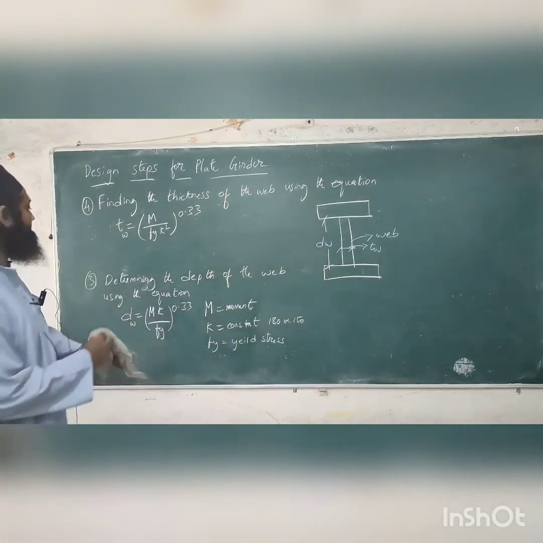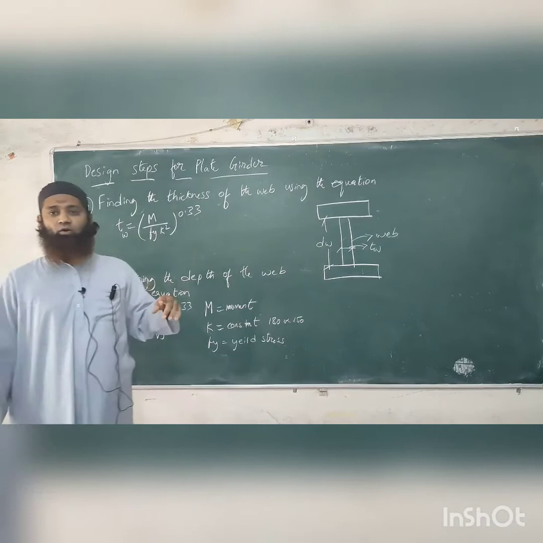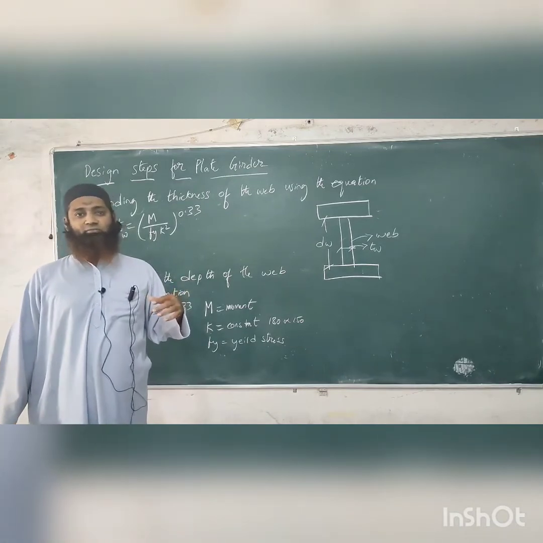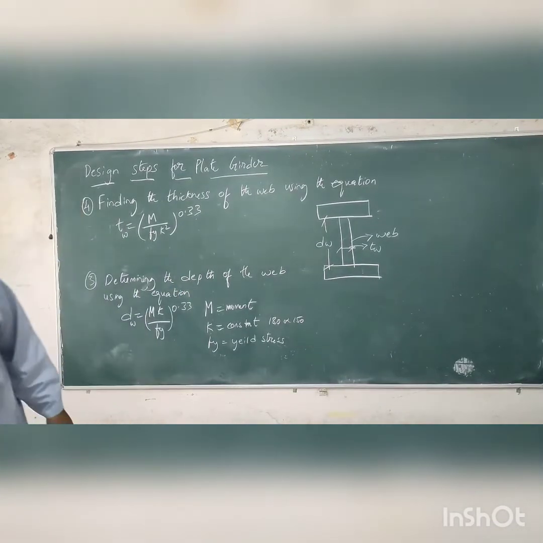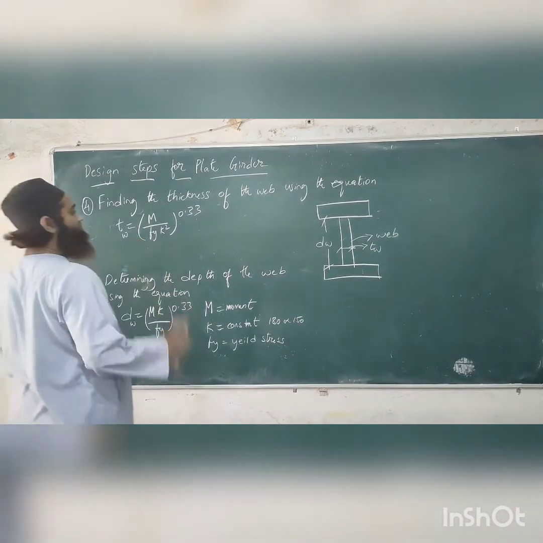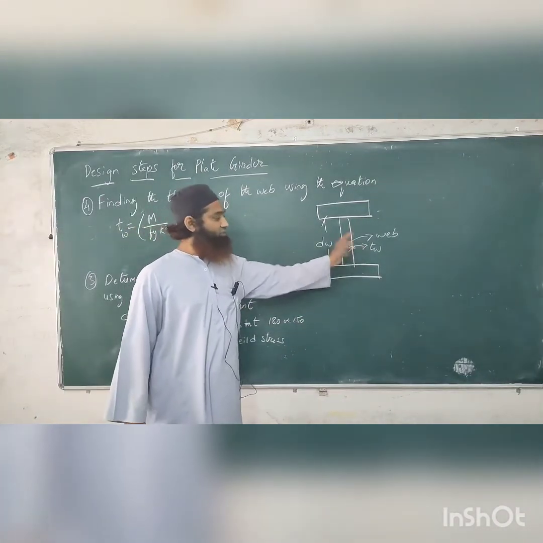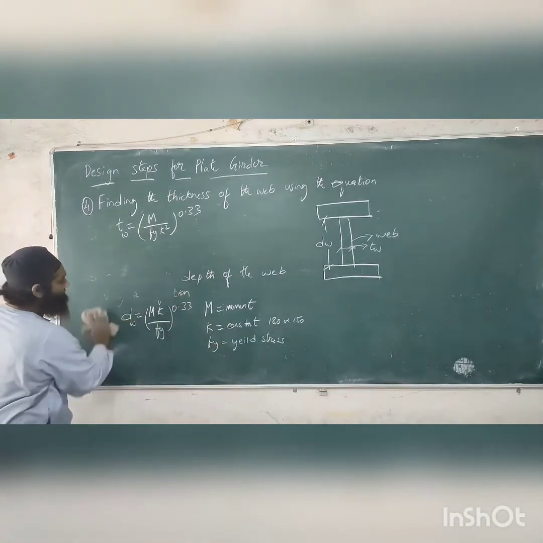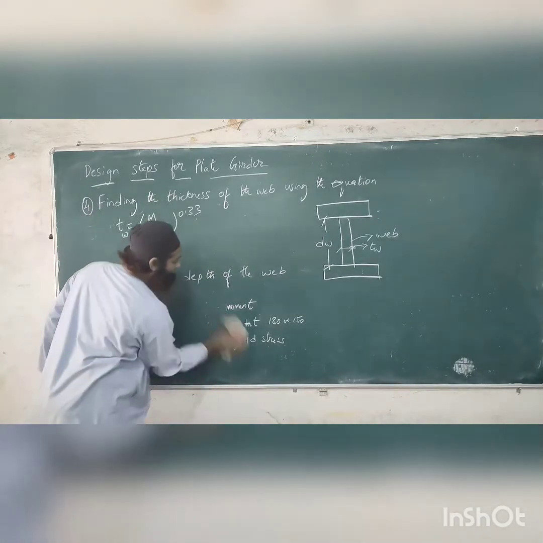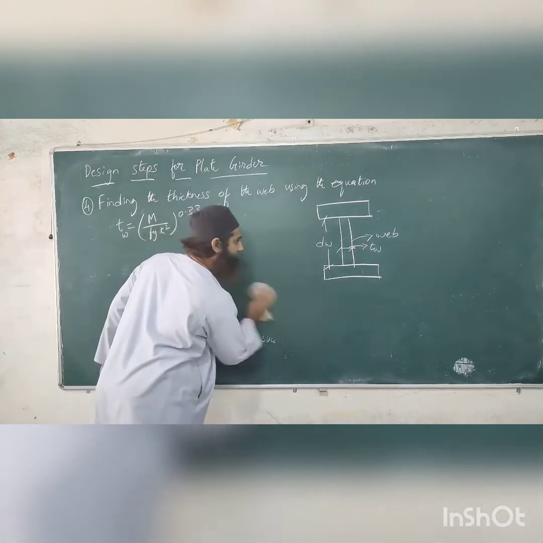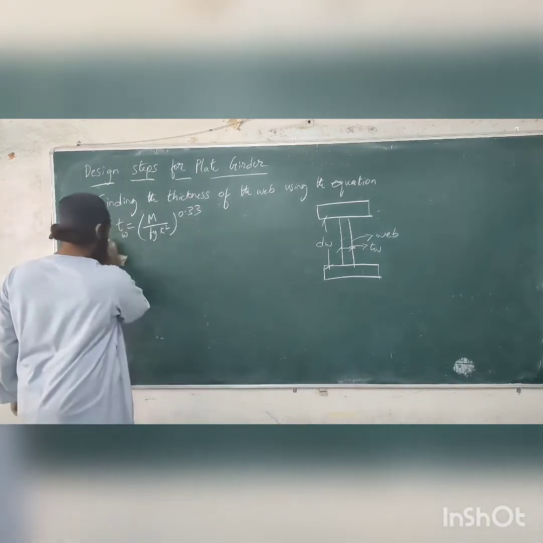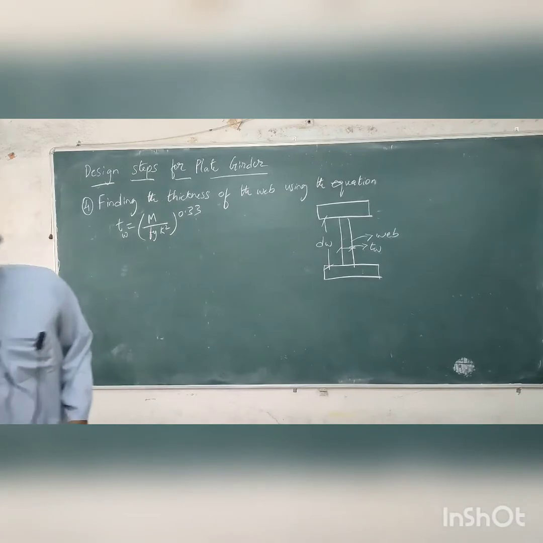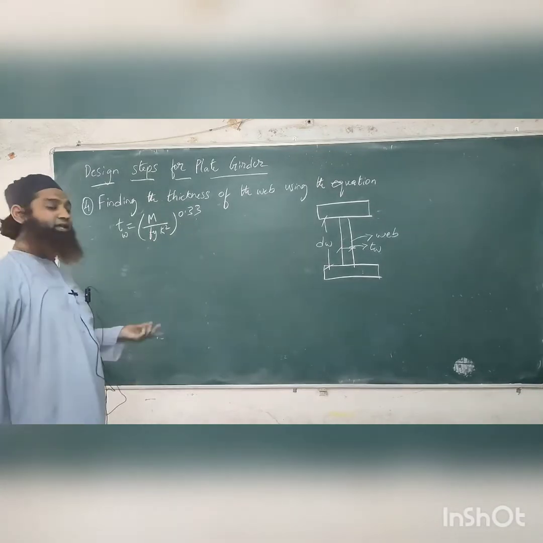Hope this is clear till now and you must have understood. Next, the step we'll have to do is find the flange. Now we have found the depth of the web and the thickness of the web. Next we'll be determining the flange. What size should the flange be? We'll be seeing that now. Next step will be determining the size of the flange.